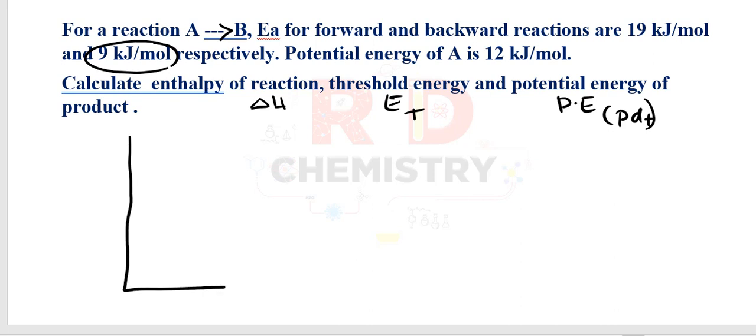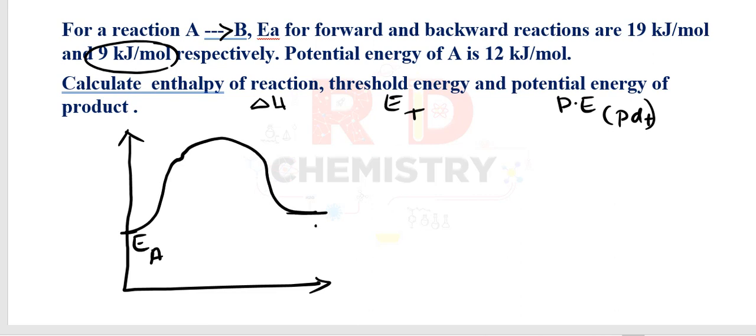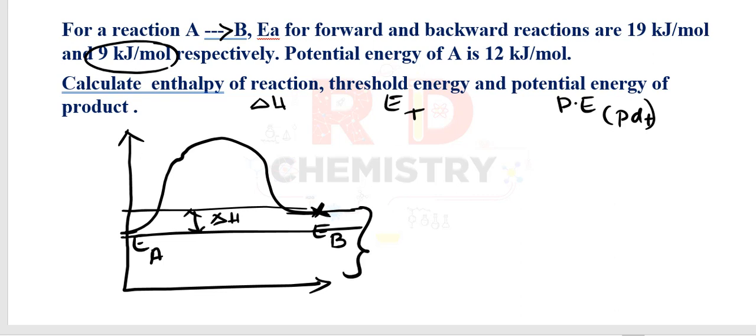Suppose I have to plot the graph. Let me plot the graph. Say this is the energy of the reactant here. For an endothermic reaction I should have a graph like this. This is the energy of the product, that is B here, and this length is equal to delta H, correct? They're asking for what is the energy of the product B. What is the energy of the product we want?